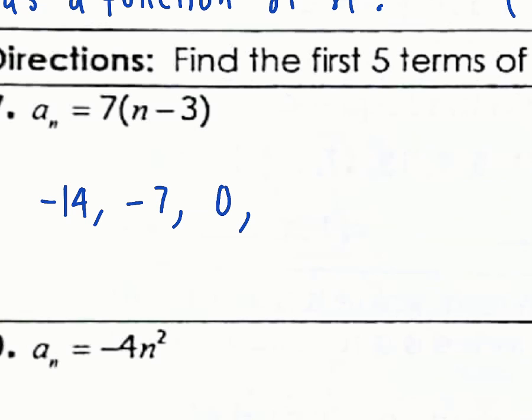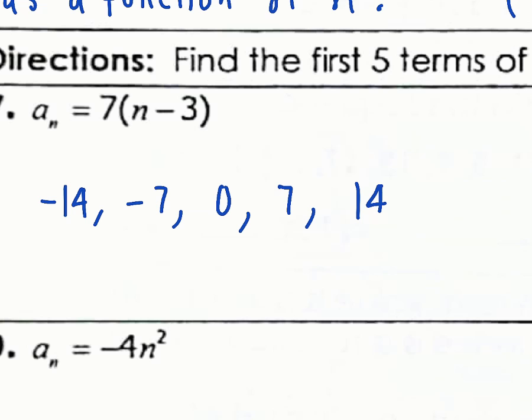If I want to find my fourth term, what do I do? Plug in 4. 4 minus 3? No, 4 minus 3 is 1. 1 times 7? 7. You're right. And if I want to find the fifth, 5 minus 3? 2 times 7? Now here's the point. At some point when we were doing this, the majority of you guys saw that you're adding 7 every time.